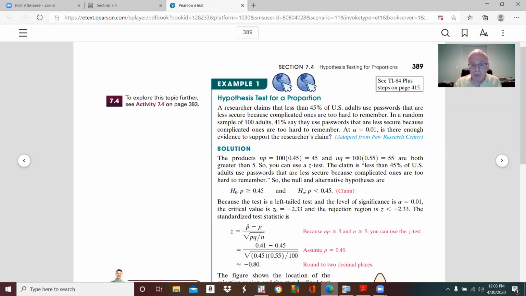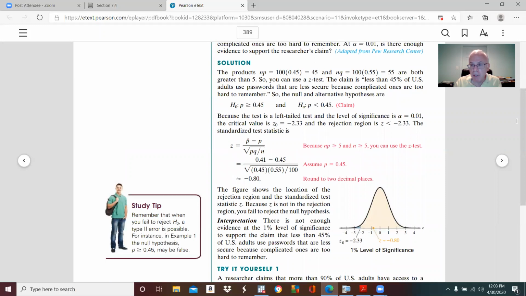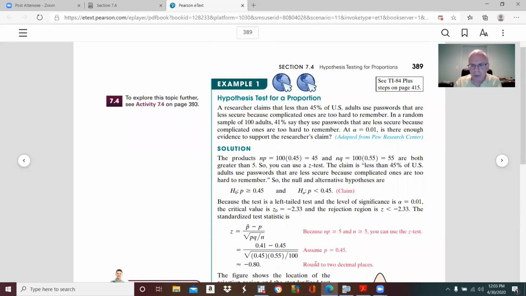Let's go back to, and I don't know if they drew the curve here. Well, here's a left tail, but the curve down here is for the rejection region method. Again, we're going to do the p-value method instead. So it's a left tail test. Let's get back to our calculator.